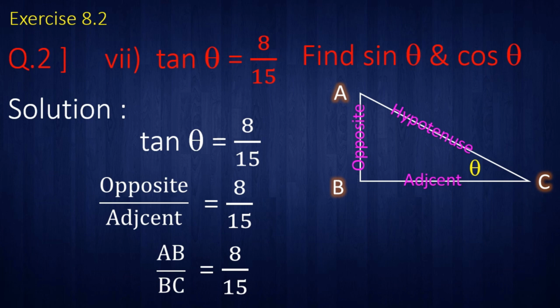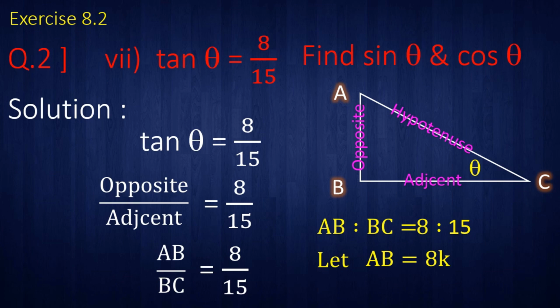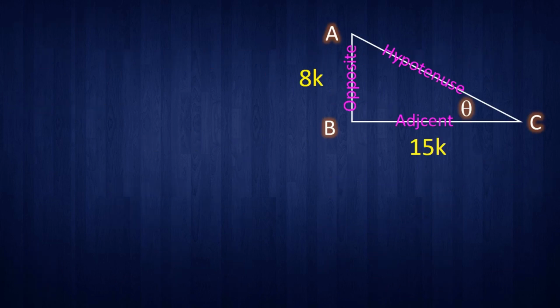Now write in ratio style, AB is to BC is equal to 8 is to 15. Now assume their real values. Let AB is equal to 8K and BC is equal to 15K. Now show in the figure, AB we got 8K and BC we got 15K. Now we have to find AC. To find AC, come on next page. Here we have to find AC. We will apply what? Pythagoras theorem.